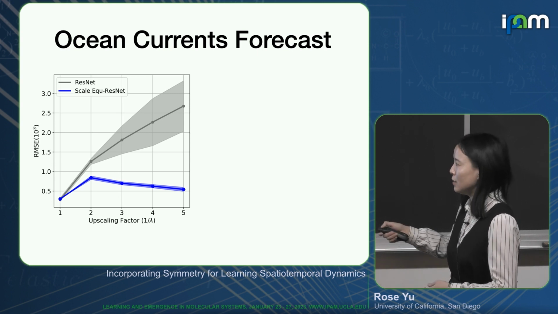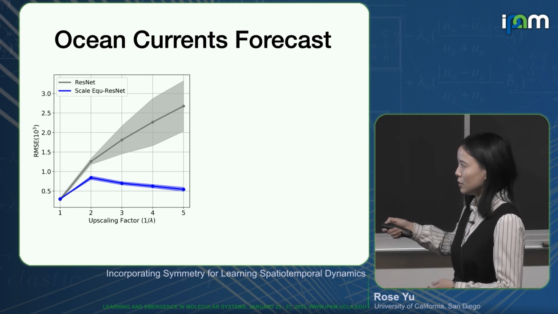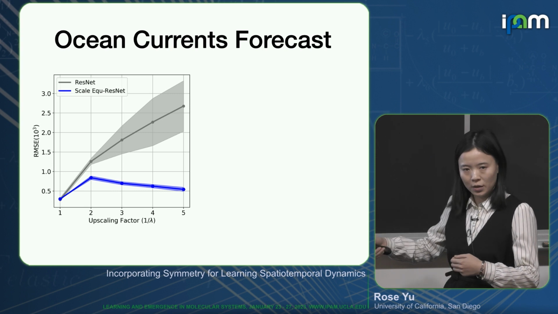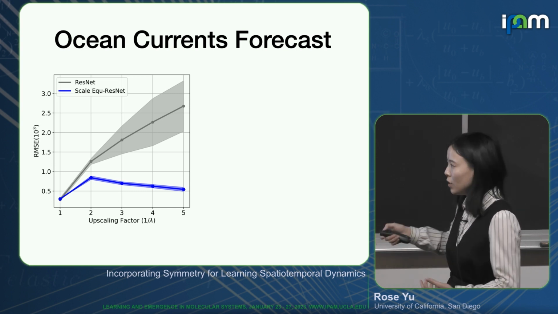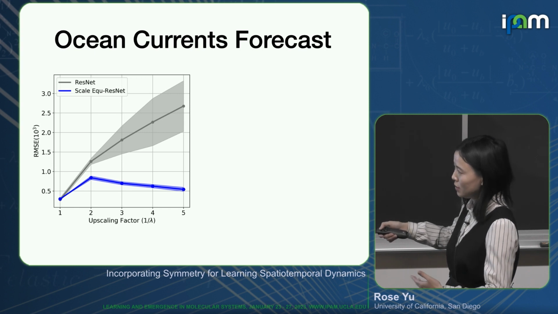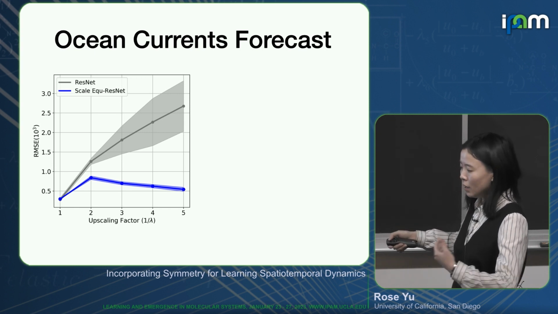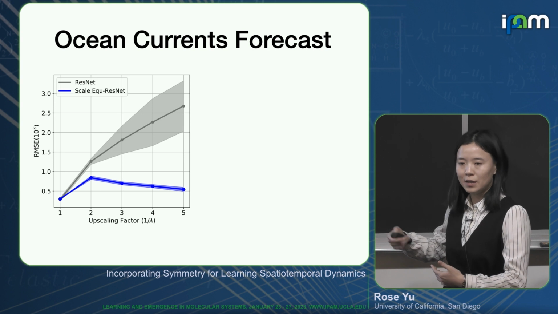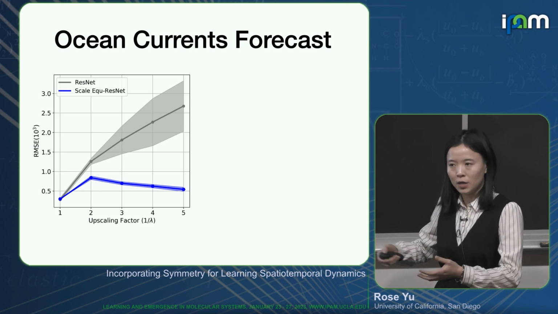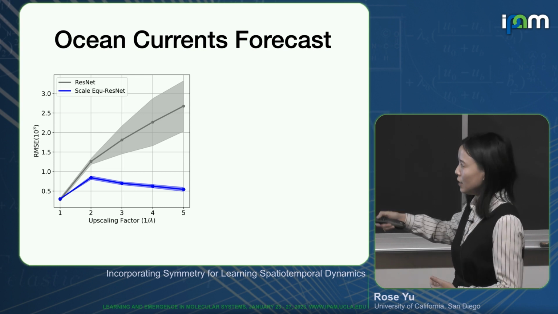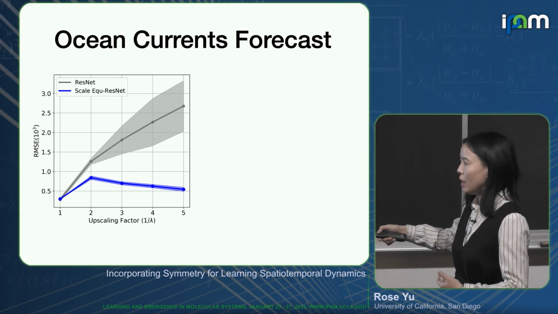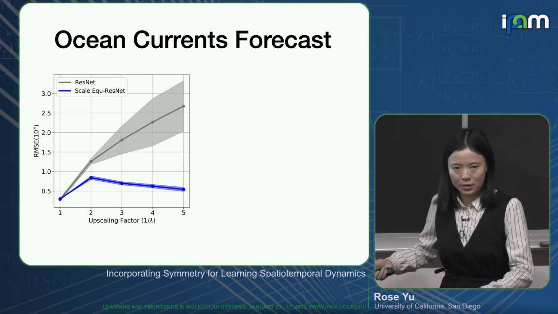So it's not surprising that for baseline models like ResNet for video prediction, because it's not aware of this kind of scale change, the prediction error in terms of RMSE will explode as we upscale the data further and further, because the data distribution becomes further and further away from the training data. So the test error will explode, whereas the equivariant model will be robust in this case.